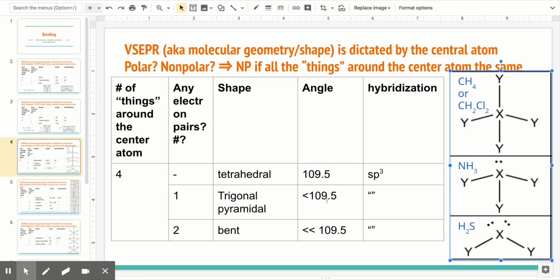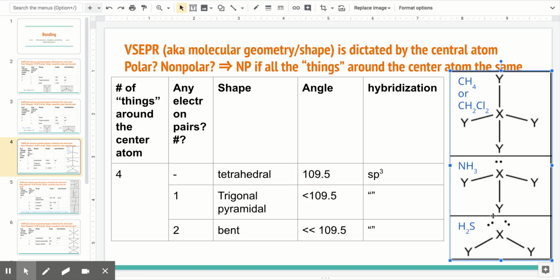Okay? And then our bond angle, same reasoning as before. These electron pairs repel these other atoms away more. These free electron pairs need more space. So it's going to squish in these other angles, and they're going to be slightly less than 109.5. And our hybridization then is the same. Our last option for 4, we have 4 things around the center atom, but now 2 are electron pairs.